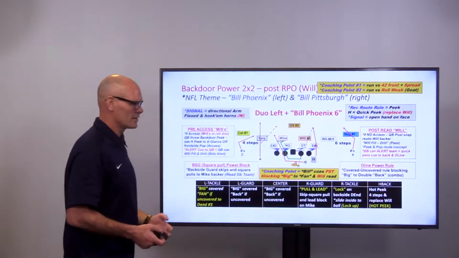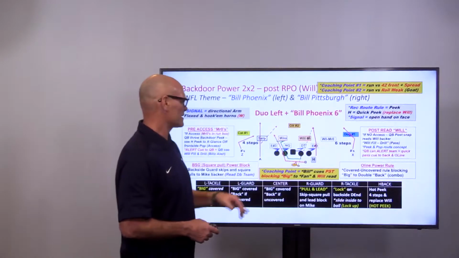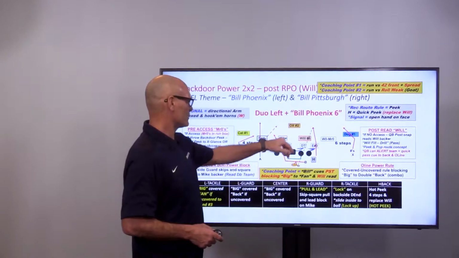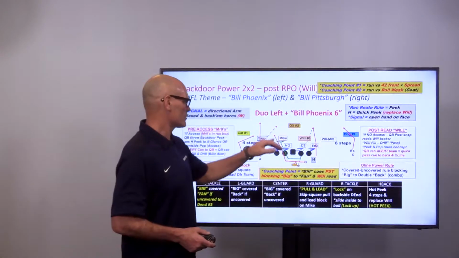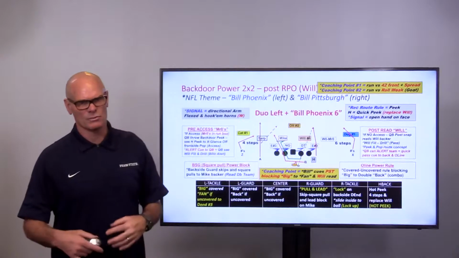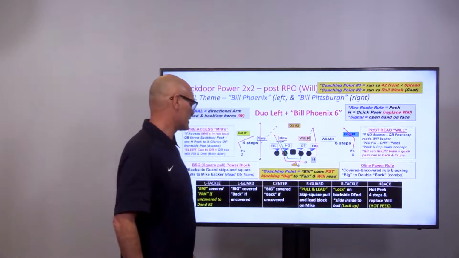We use a Bill call because it does two things. It tells our play side tackle that it's backdoor and he's big. Word association, real simple. It also tells our quarterback, we use Bill, that we're going backdoor and we're going to read the Will. Bill is the read key.